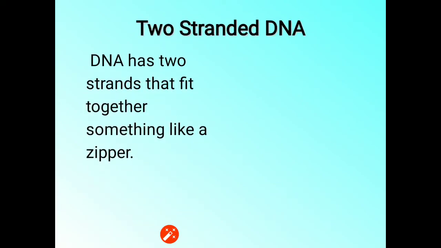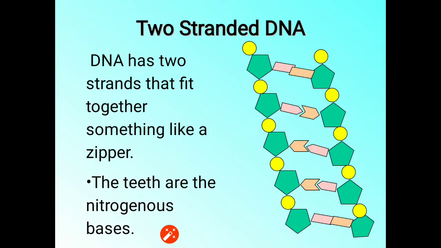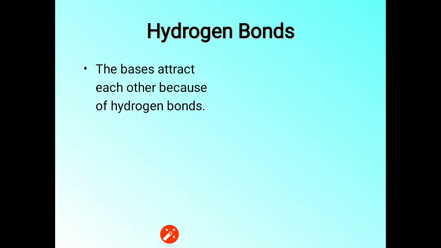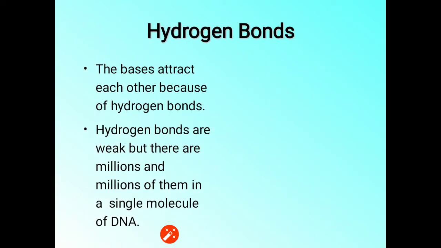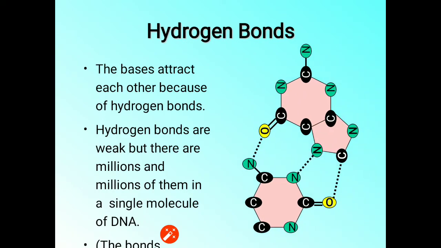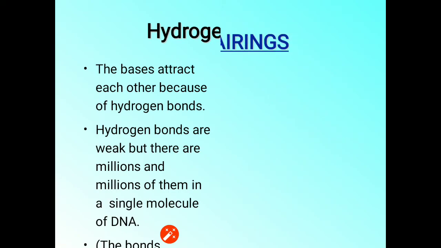Now the two-stranded DNA. DNA has two strands that fit together something like a zipper. The teeth are the nitrogenous bases of the zipper. Now about the hydrogen bonds. The bases attract each other because of hydrogen bonds. Hydrogen bonds are weak, but there are millions and millions of them in a single molecule of DNA.